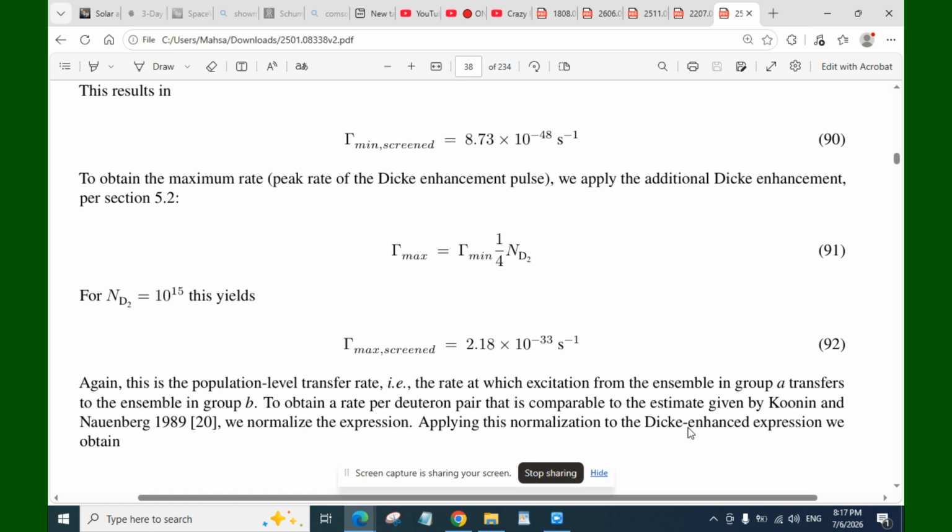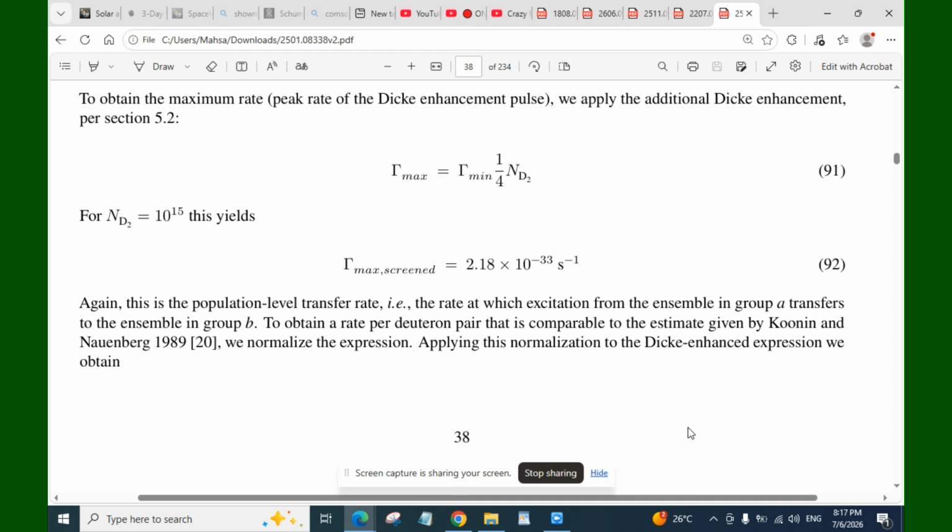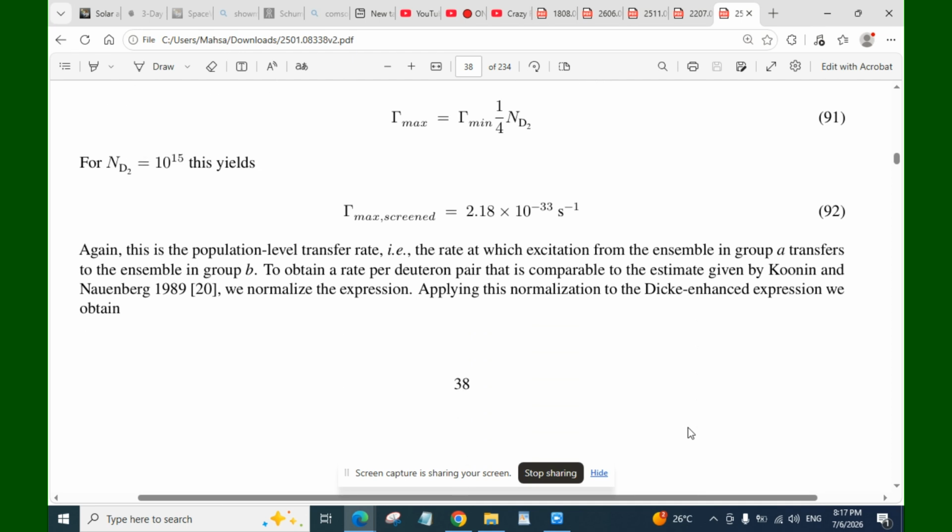per section 5.2. Tau maximum is equal to tau minimum 1 divided by 4 n deuterium deuterium, for n deuterium deuterium equal to 10 to the power of 15. This yields tau maximum on screen equal to 2.18 multiplied by 10 to the power of minus 33 1 per second. Again, this is the population level transfer rate.